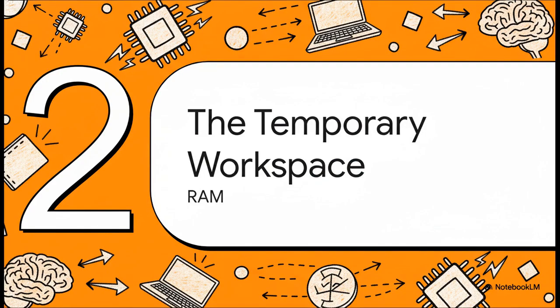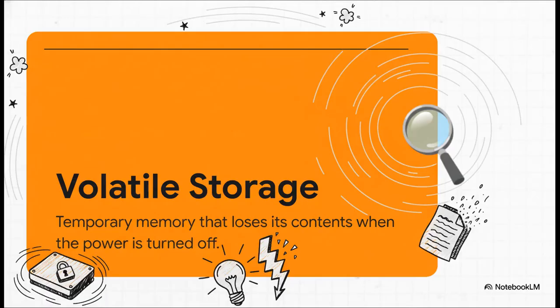Okay, so let's start with that first brain, the fast, active, short-term memory. In the computer world, this is what we call RAM, and you can think of it as your system's temporary workspace. The official term for this kind of memory is volatile storage. And honestly, volatile is the perfect word for it. Just think about any time you've worked on a document and forgot to save. If the power suddenly goes out, poof, it's just gone.